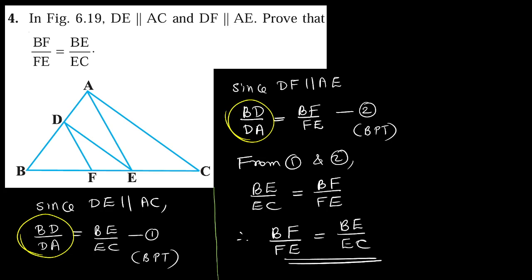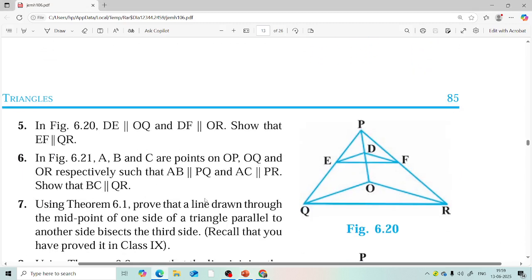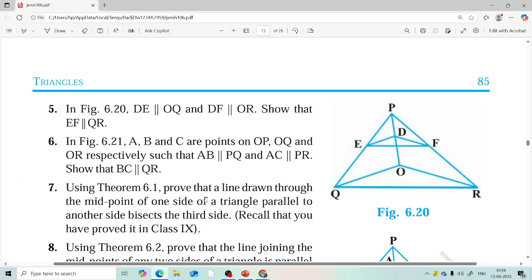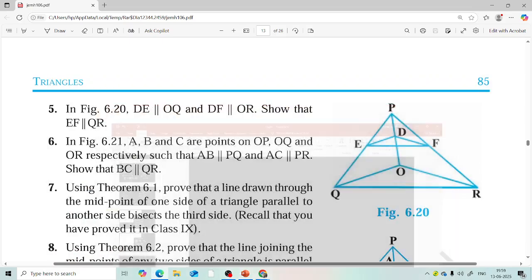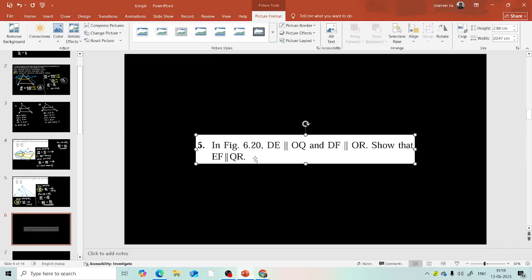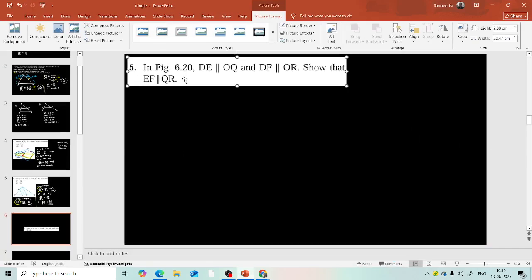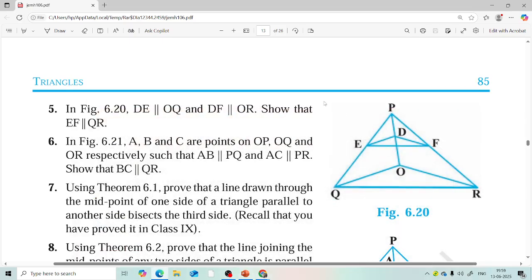Most of the questions will be similar to this. Everyone is clear? There will be two equations, you will equate them. That is the way. Figure 6.20. All of you please listen carefully. This one.